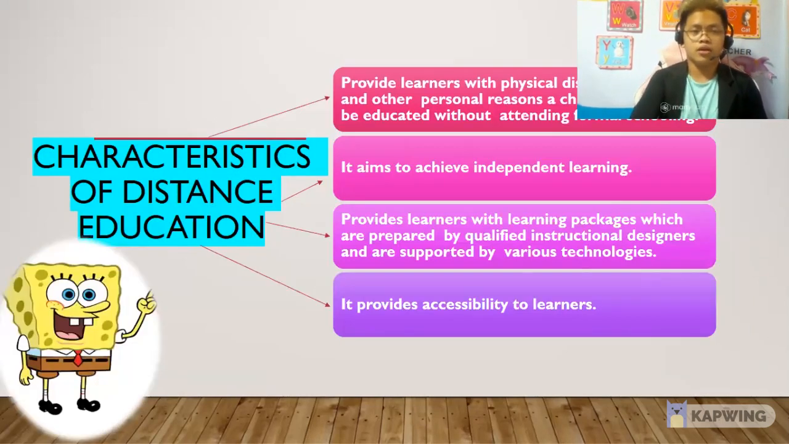So we have here the characteristics of distance education. First, we provide learners with physical disabilities, work, and other personal reasons a chance to learn and be educated without attending formal schooling. It aims to achieve independent learning, and it provides the learners with learning packages prepared by qualified instructional designers, and it provides accessibility to learners.